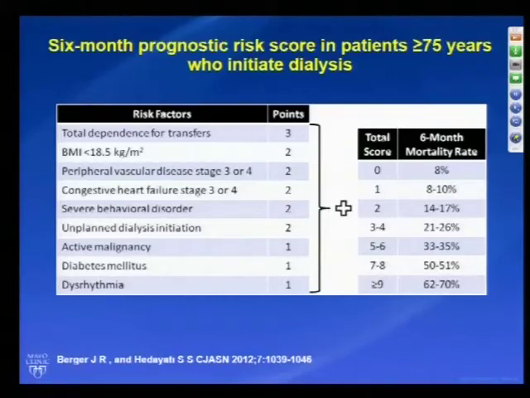So there is this nice tool, published in the Clinical Journal of the American Society of Nephrology 3 years ago. They look at the 6 months prognosis of patients who are above 75 years old and start dialysis. They look at different factors listed here: whether they are dependent on transfer, their BMI is very low, they have peripheral vascular disease stage 3 or 4, heart failure stage 3 or 4, severe behavior disorder, unplanned dialysis initiation, active malignancy, diabetes, or dysrhythmia. You put these scores together and you can come up with a 6 months mortality rate.